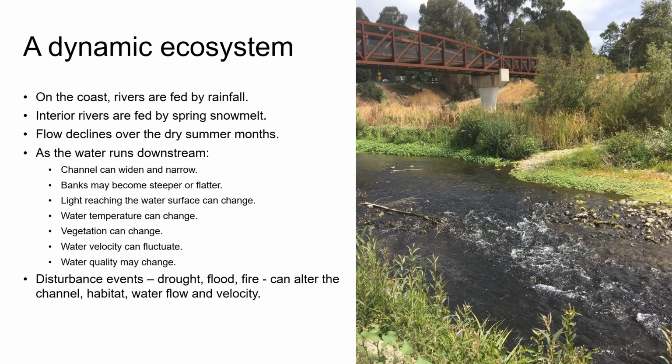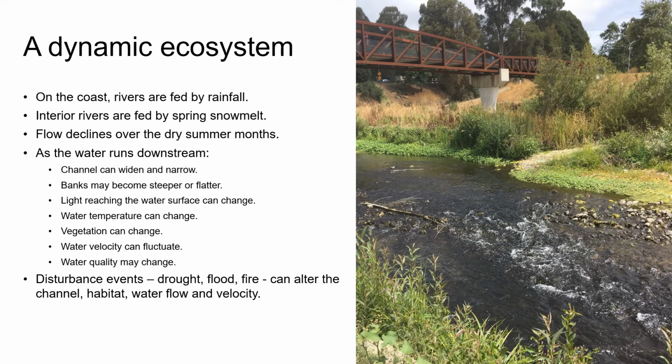Disturbance events such as prolonged drought, flood, and fire can also alter the width and depth of the channel and alter the riparian vegetation. So as you can see, riparian ecosystems are dynamic and can be a really challenging environment for both plants and animal life.